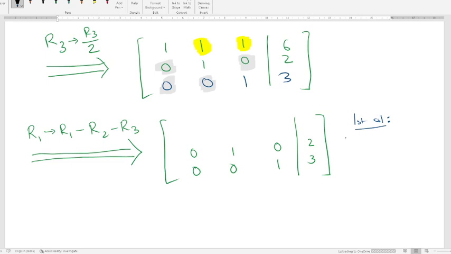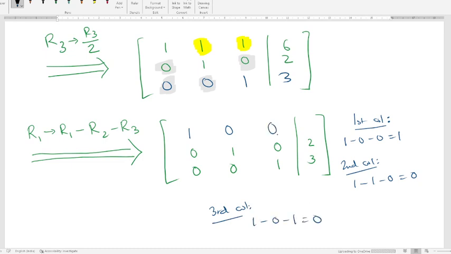So the first column will be 1 minus 0, which is equal to 1. Let's write down 1 here. In the second column, we get 1 minus 0, which is equal to 0. We got a 0 here. In the third column, what happens? 1 minus 0 minus 1, which is equal to 0. We get a 0 here. And the fourth column, we get 6 minus 2 minus 3, which is equal to 1. We'll get a 1 here, right?